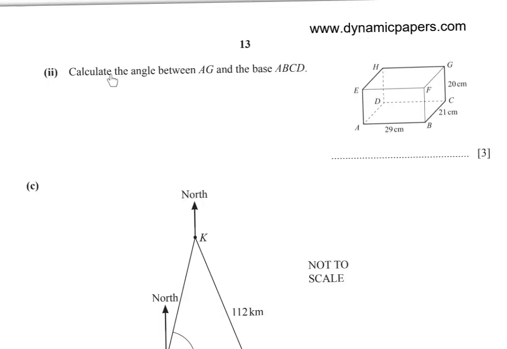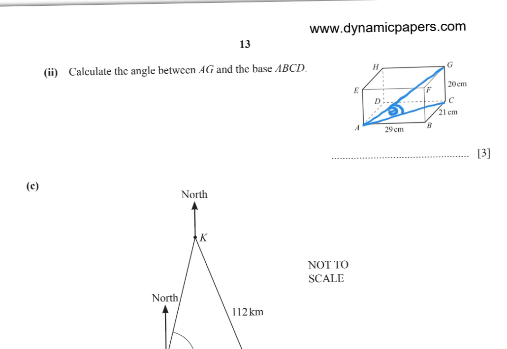Now double I, calculate the angle between AG and the base ABCD. Now if we join AG, to find the angle between AG and the base, if we drop a perpendicular from G to the base it will be C, so we need to join AC. Now we need to find this angle.